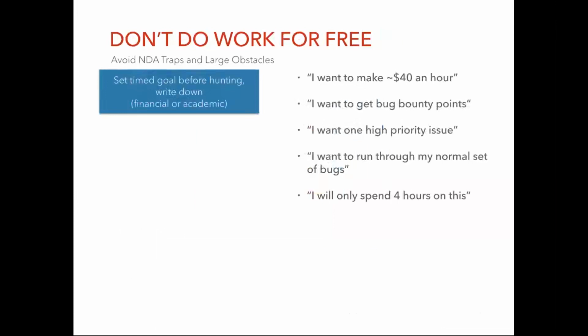So essentially, what I'd like to call this sunk cost fallacy is: don't do work for free. Avoid NDA traps and other large obstacles. The way I approach a bug bounty starts with, what is my goal? Before you start hunting for bugs, you should say, I have a goal, and it's to learn something new. I want to find a high priority bug because I've never gotten one. Or maybe I want to find 3 bugs because I'm doing this in a crunch hour before I go out. Or as I'm working on this bug bounty, I want to make $40 an hour. This is just so that you can set a target. You don't have to make it financial, just make a goal.